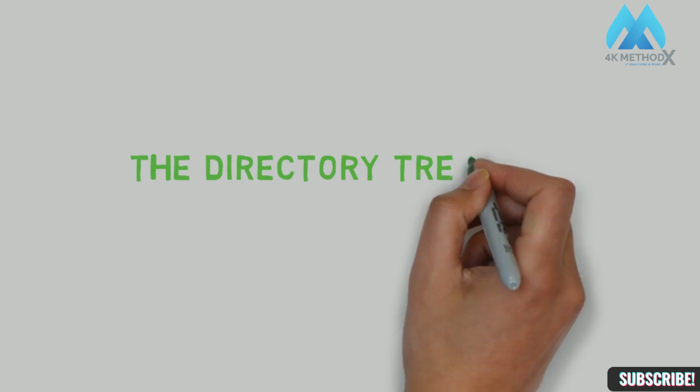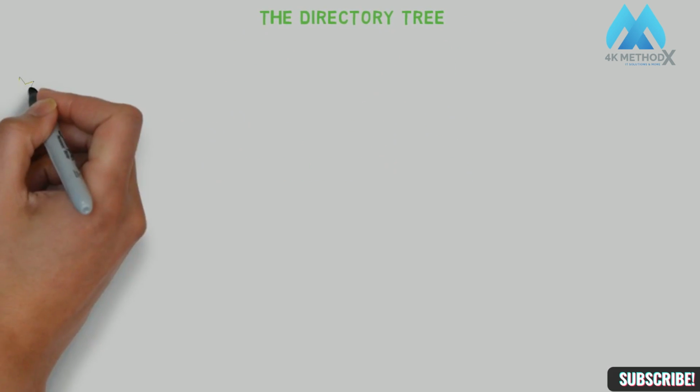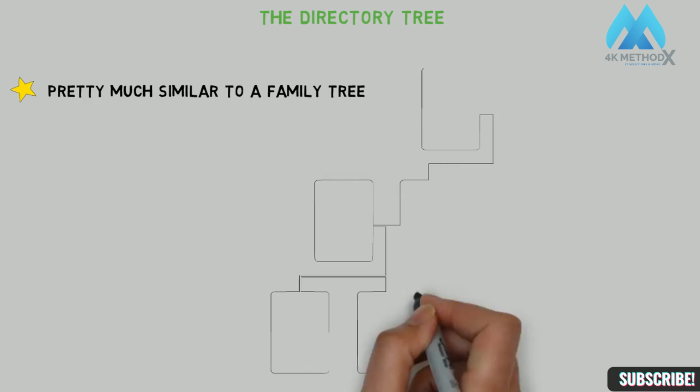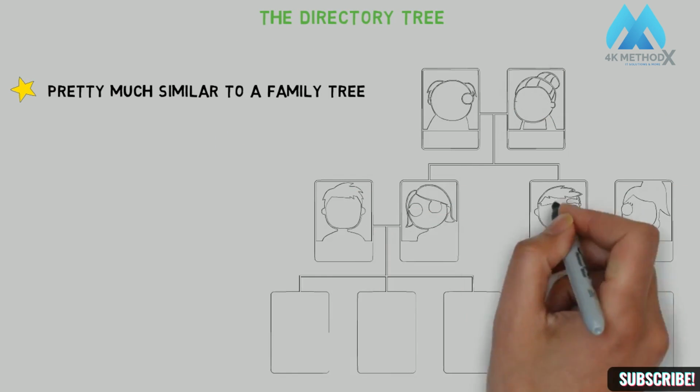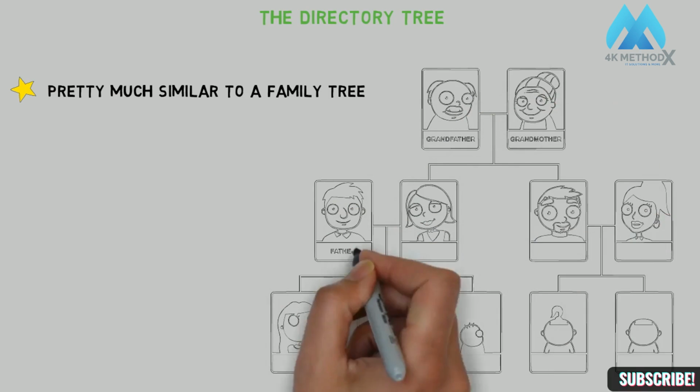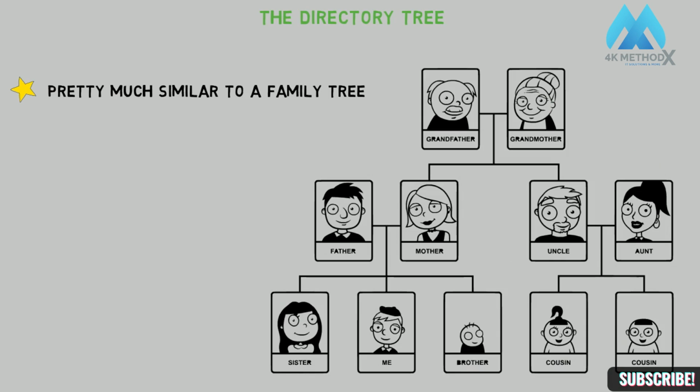The directory tree. The directory tree is very similar to a family tree, and so each directory or file has a parent. However, each directory or file has exactly one parent, unlike a family tree where each member has two parents. Also, we have the root directory, which has no parents at all.